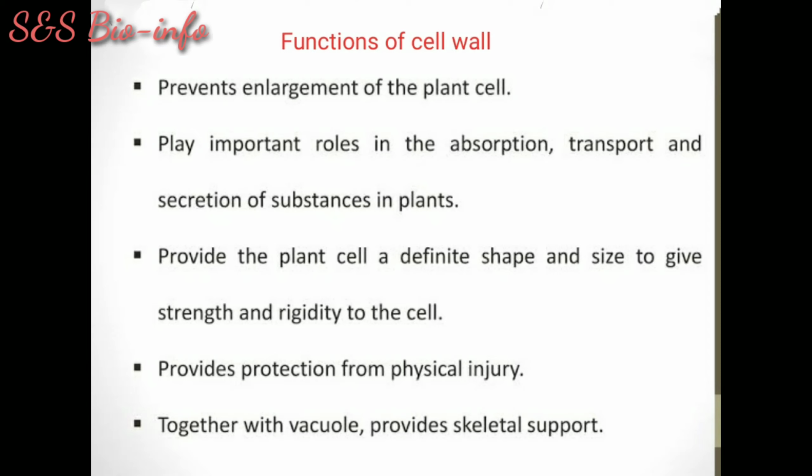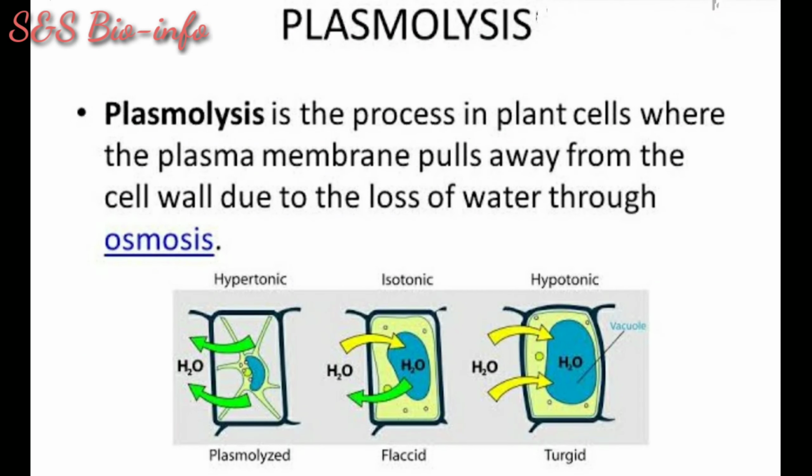The cell wall prevents enlargement of the plant cell. It plays an important role in the absorption, transport and secretion of substances in plants. It provides the plant cell a definite shape and size to give strength and rigidity to the cell. It provides protection from physical injury. Together with the vacuole, it provides skeletal support. Did you understand the functions of the cell wall?